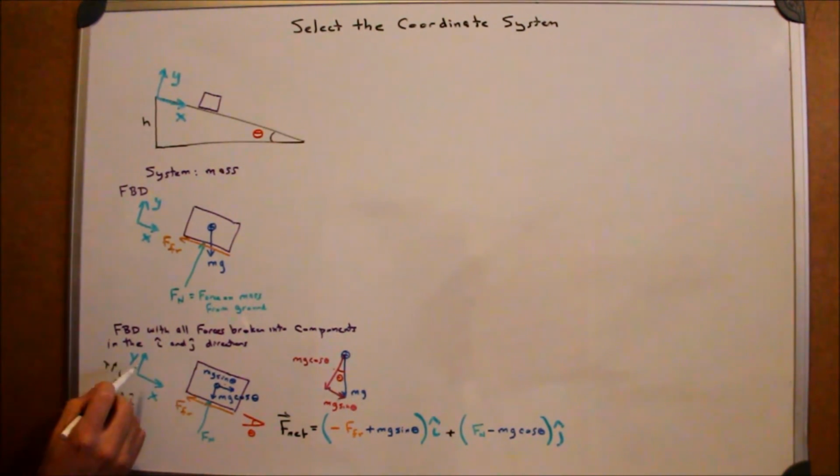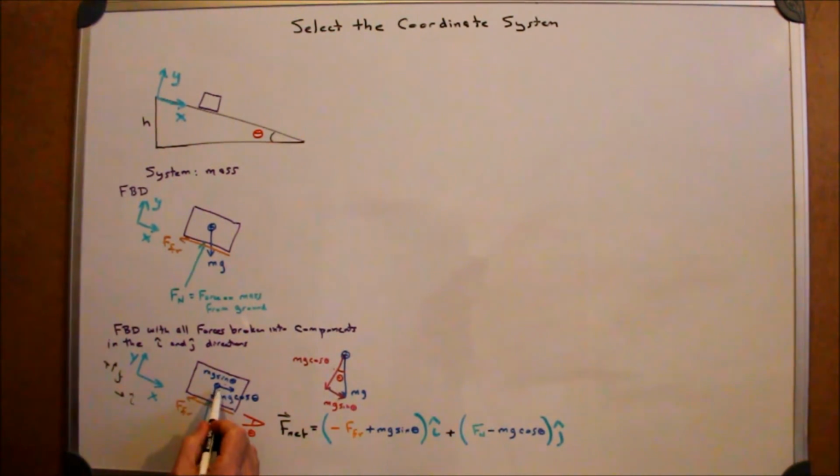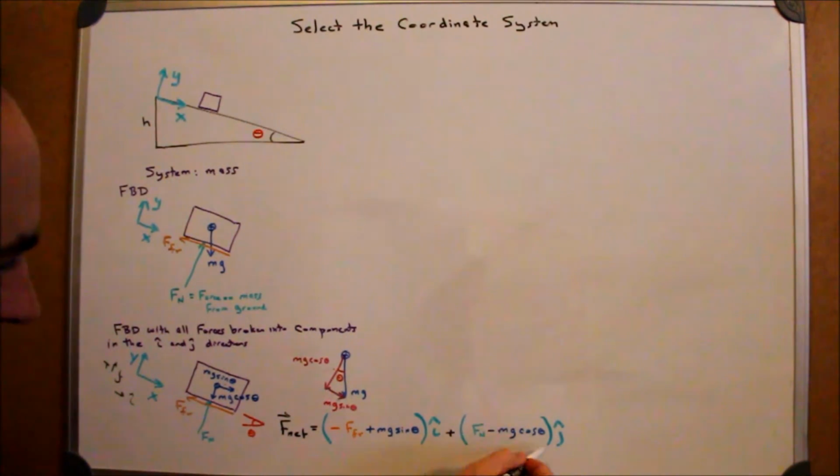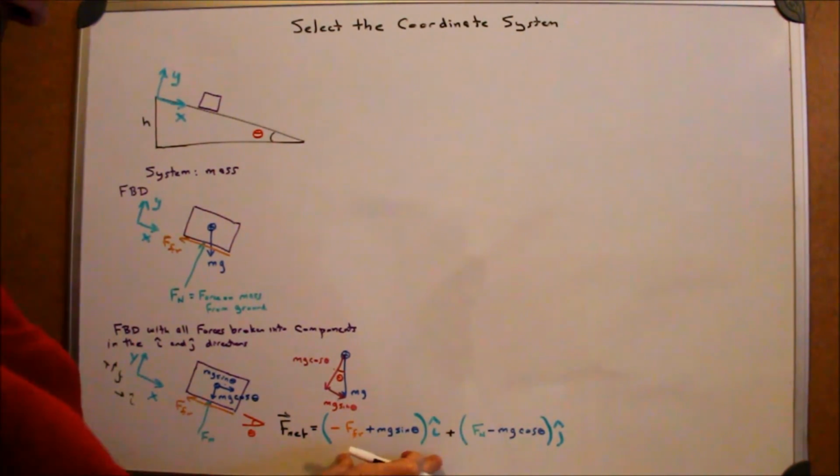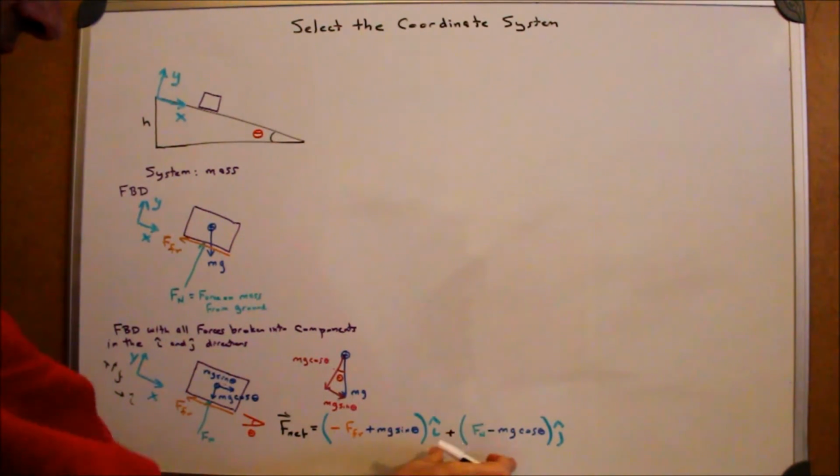Is this positive, this going up this way? Fn is the positive direction, so that's a positive force in the j. In this part, mg cosine theta is a negative j. So those are my net forces on there. And so why is it important to break this up this way?